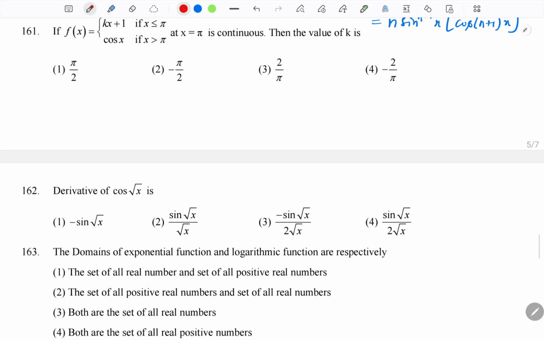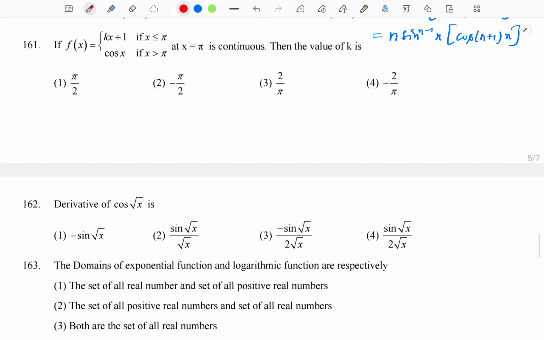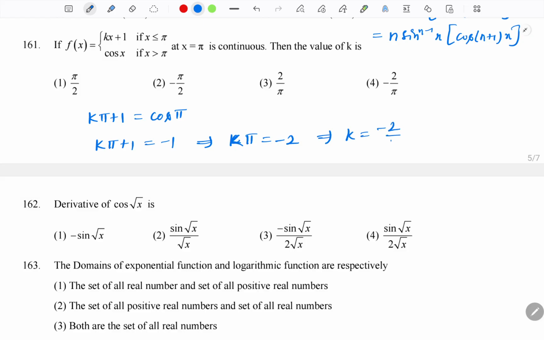How much is the answer? We will see without any work. If I substitute here k pi plus 1, what is cos pi? Minus 1, right? Okay, that's minus 1. So k pi plus 1 equals cos pi. What is the cos pi answer? Minus 1. K pi plus 1 equals minus 1. If I send plus 1 to this side, k pi equals minus 1 minus 2. I want the k value, so minus 2 by pi. So what is my answer here?